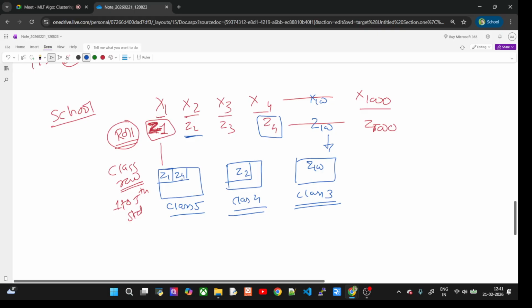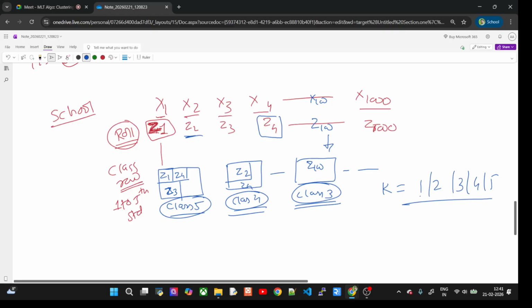Maybe roll number z3 belongs to class 5. z2 is here, z2 is done. z4, this is just an example. This is class 5, class 4, class 3, and your school has only class 1, 2, 3, 4 and 5. The school is from 1st till 5th class only. They can't take students for the 6th class because they don't have permission, so the student has to go to another school for the 6th class onwards.